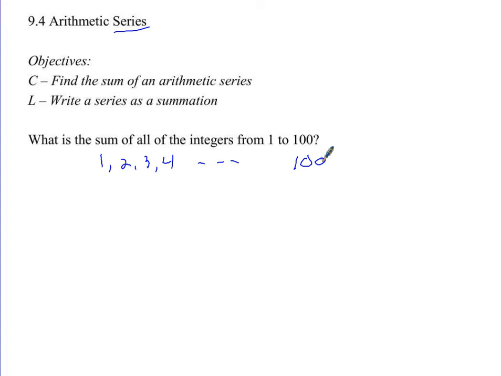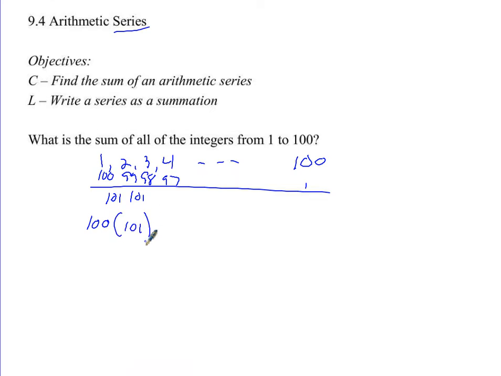And we learned that we can reverse those numbers and add up all the columns. And we'd get 101 each time. How many times do we get 101? 100 times. So what I have is 100 times 101. But that's like I just added up all of these numbers twice. So that means I have to divide by 2. And we wound up coming up with a formula for this.